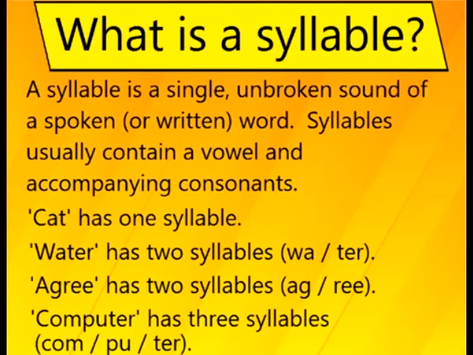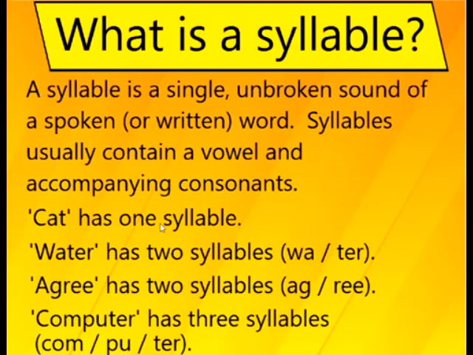Now how do we know which comparative form to use? All of this is based on syllables. So first let us understand what a syllable is. A syllable is a single, unbroken sound of a spoken or written word. Syllables usually contain a vowel and accompanying consonant.